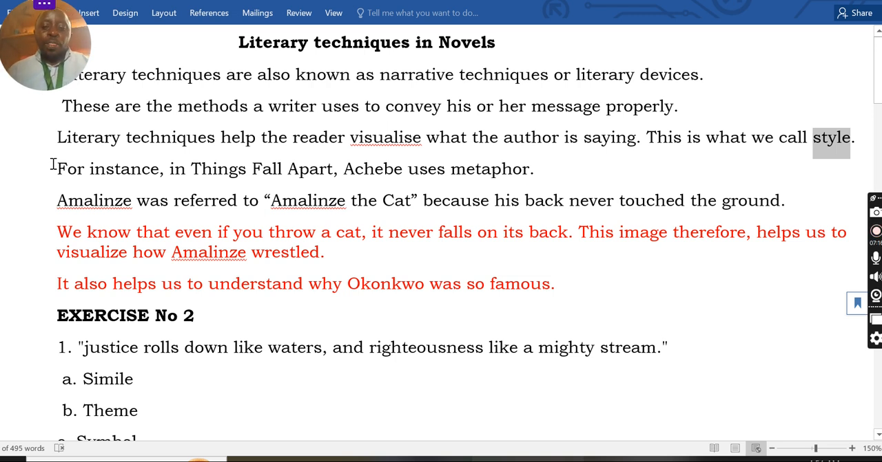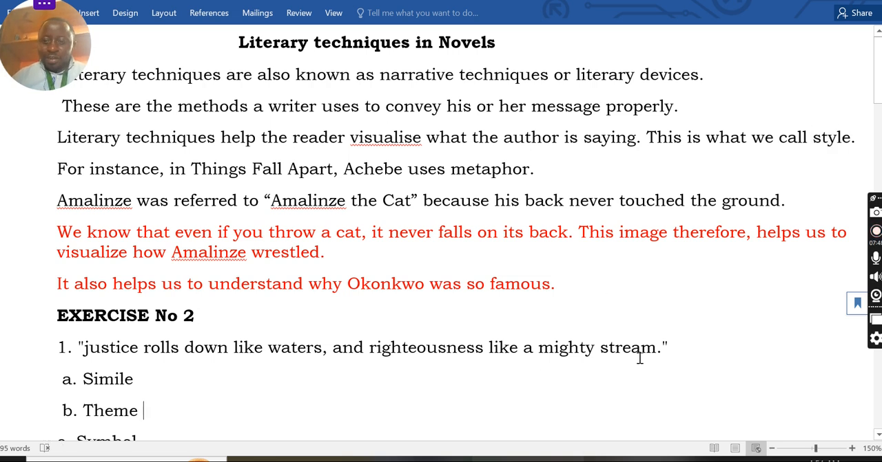But when Okonkwo came, he came to beat him. So Amalinze the Cat was beaten by Okonkwo. Okonkwo was like the fish in the water. You can't catch a fish if it is in the water. So these are literary techniques generally, but dear student, allow me to go through the practical exercises, and we start from number 1.